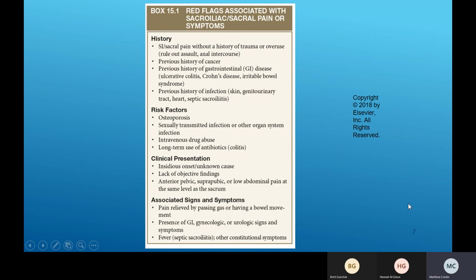Again, another box out of the Goodman textbook. When looking at red flags, these are really, really good things to know.